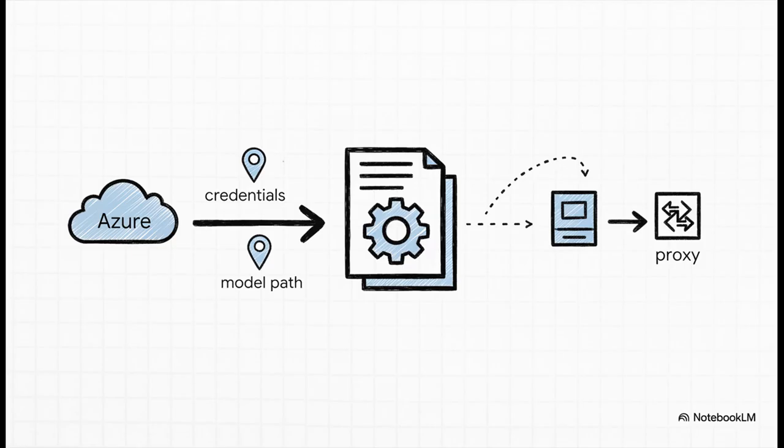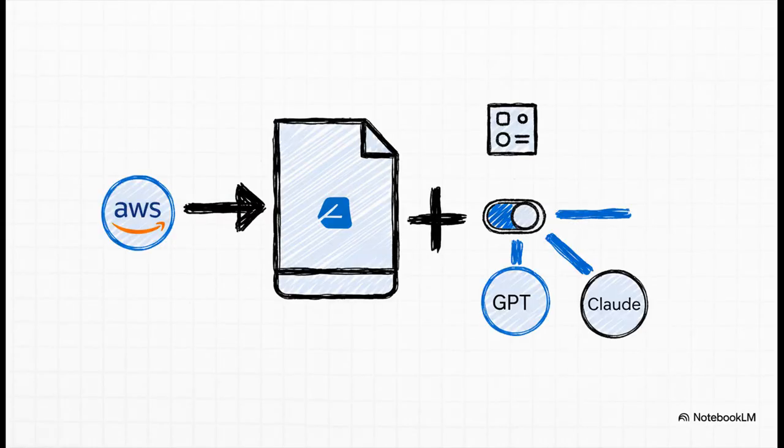You just give it a friendly name, you plug in the model path and your credentials, and you're done. Now your app just asks for that friendly name, and LiteLLM handles everything else. And here's the cool part. Look what happens when you want to add another model from a totally different provider, like AWS Bedrock. It's basically the same thing. You just add another entry to your config file.